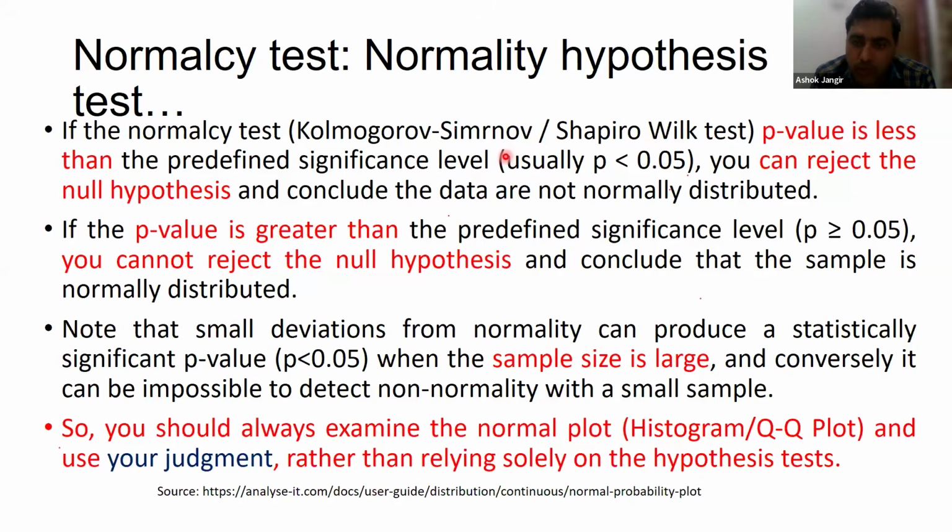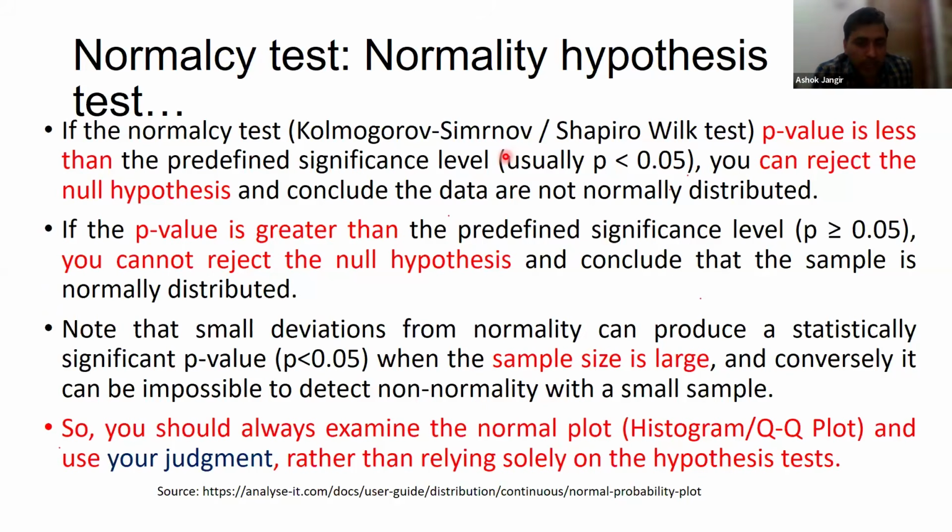Quantitative data are not normally distributed. And if the p-value is greater than 0.05, we cannot reject the null hypothesis and we can conclude that the data or sample is normally distributed. So please remember this.